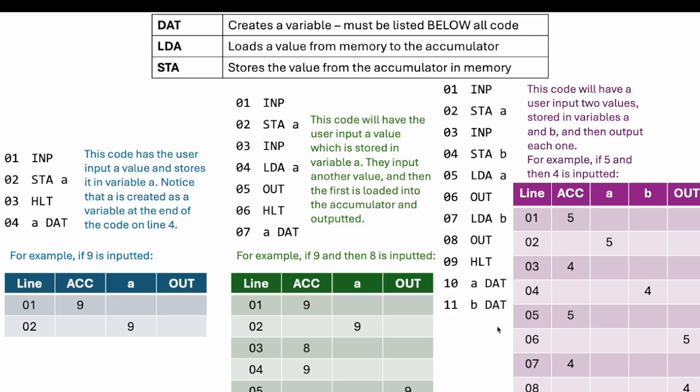So notice we've got that ADAT and BDAT down at the bottom, and again, that just defines those variables A and B so that we can use them in our code. And these load and stores are really, really important. It's how we create variables. So line 1 and 2 in Python would be the equivalent of A equals int input. And then line 3 and 4 would be B equals int input. 5 and 6 would be print A, 7 and 8 would be print B, and that would be our program.